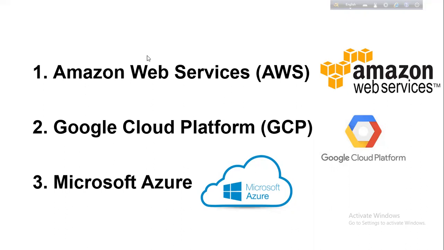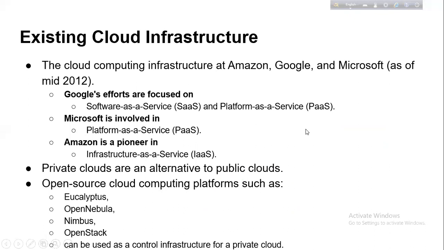Microsoft, right? Okay, so let's look at them. So the cloud computing infrastructure at Amazon, Google, Microsoft. Google's effort in the early days, as taken from the book, was focused on software as a service and platform as a service, whereas Microsoft is platform as a service. Amazon is infrastructure as a service. That's where their focus was.